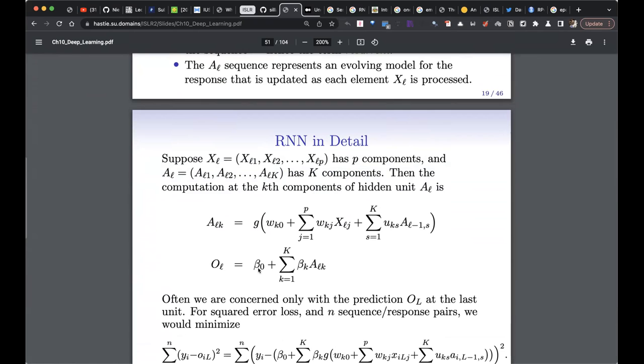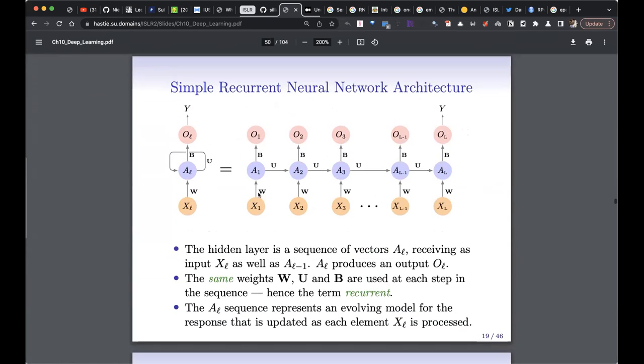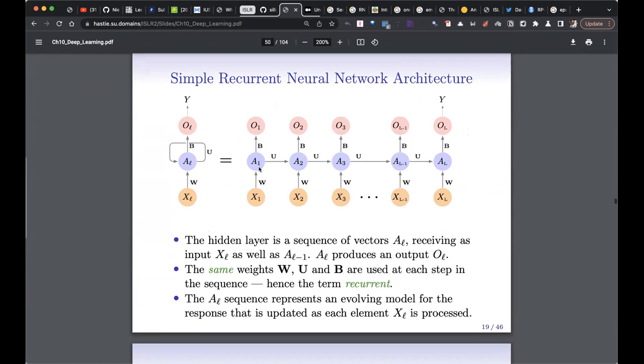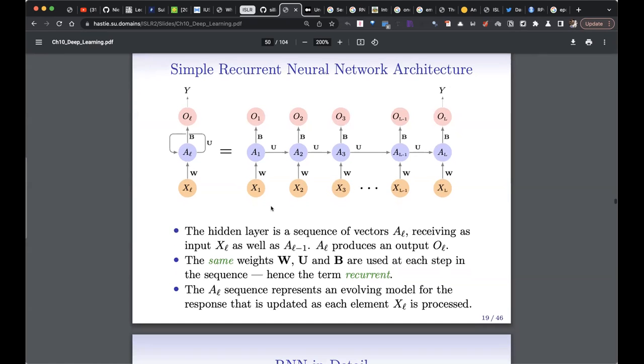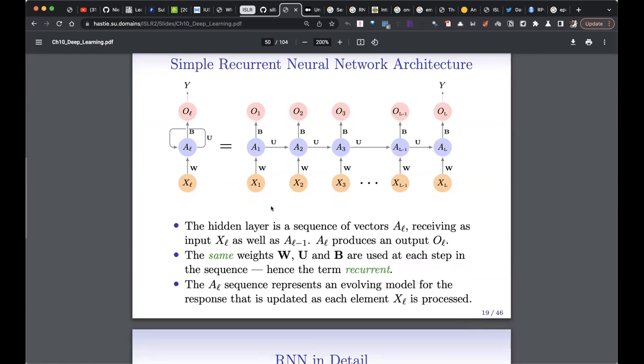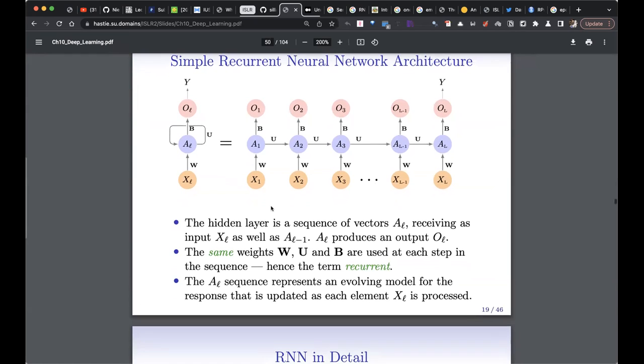Yeah. Because we are passing from one to another, the output layers also have weights, right? This is the weight we initialize. So do you mean this is the weight we learn? You learn both W and B. Okay. And U as well. All right.